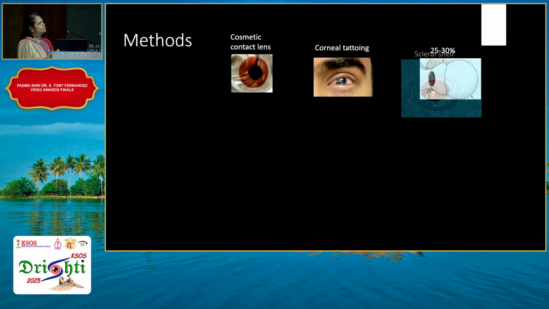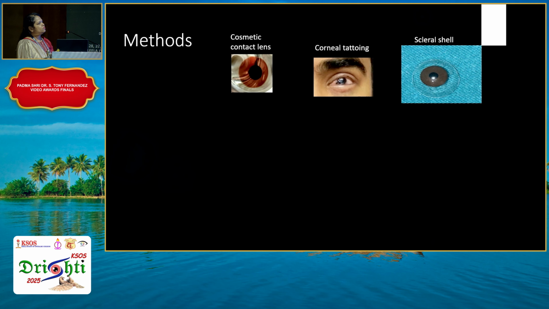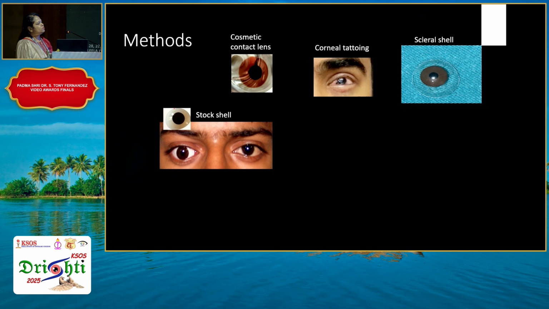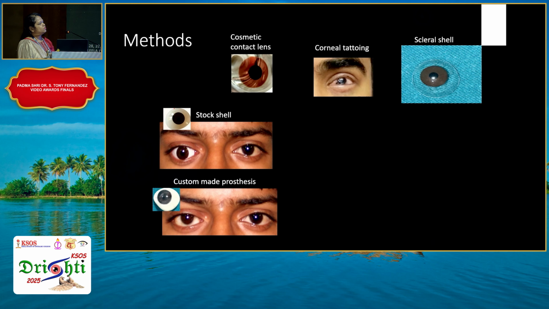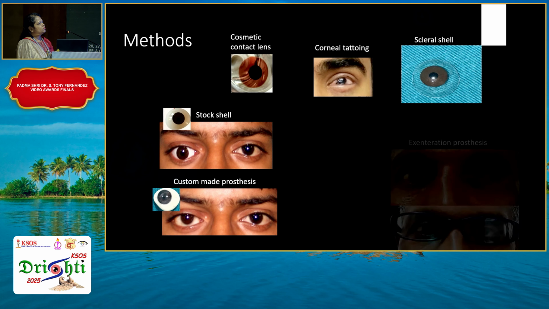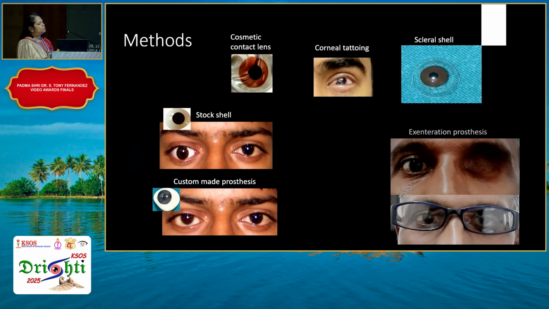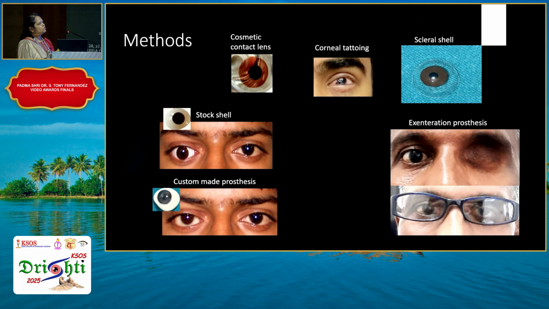It replaces 25 to 30% of the orbital volume. These prostheses can either be prefabricated, such as scleral shell or stock shell, or custom-made prostheses. Additionally, there are exenteration prostheses which are used in patients who have undergone exenteration. A customized prosthesis is fabricated for each patient, hence it will have a better fit, motility and color that also matches that of the other eye, giving an excellent cosmesis.